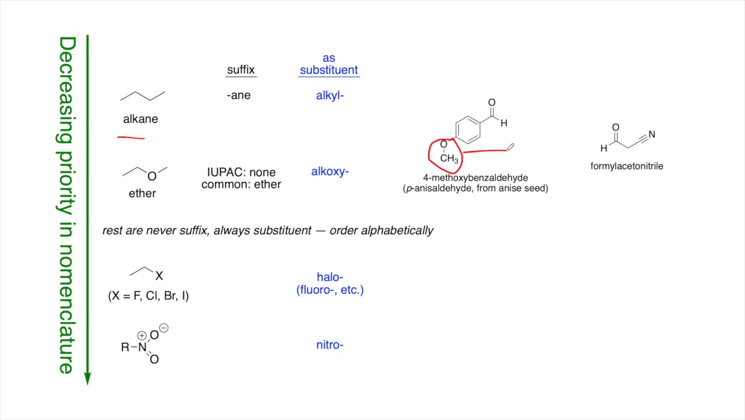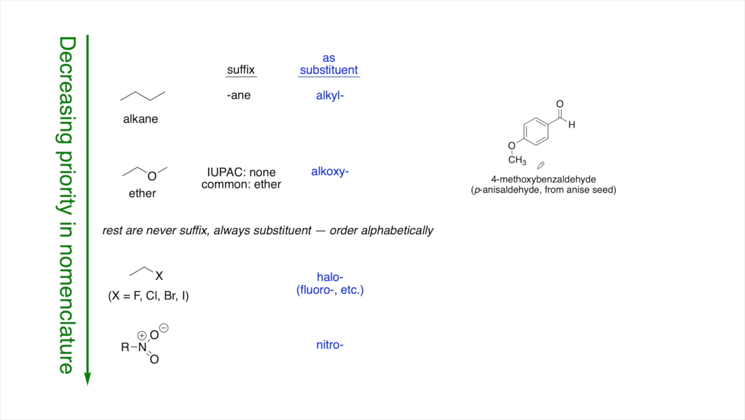The root is benzaldehyde. 1, 2, 3, 4 around the ring. This is also called p-anisaldehyde because it comes from anise seed. It smells very nice, like black licorice. Here we have the formyl group. Here's a compound with a couple different functional groups.